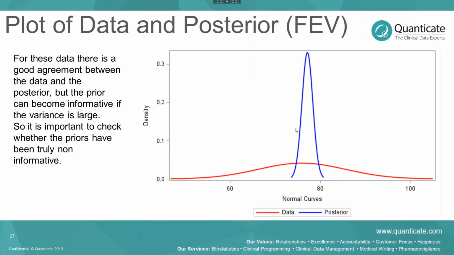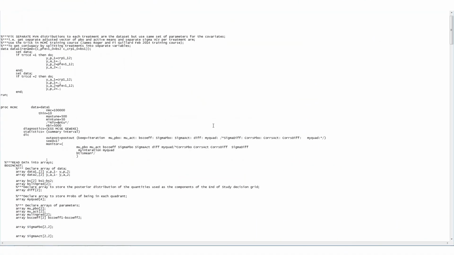So you need to watch out for this, because in this case, this is our posterior, and that's our data. And there's quite a good match between the two of them, like they line up, which indicates that the prior is non-informative. But in some cases, if the variance is quite large, you might find that you need to look at the prior and change it because it's not truly non-informative. So this is the joint code. I'm not going to go through every line of it because it's quite long. I mentioned in the slides that we were fitting separate variance-covariance matrices for the two different treatments.